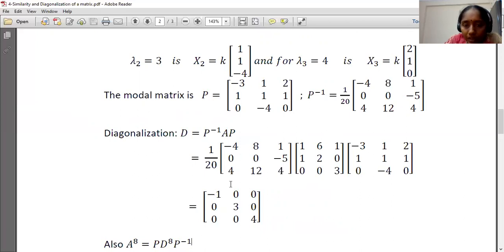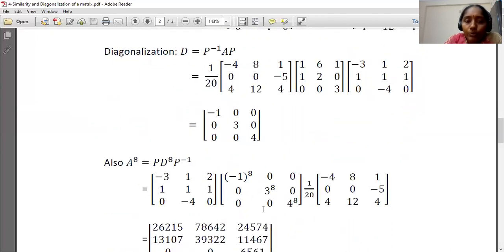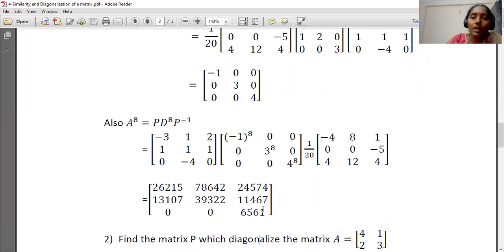Here observe this. After multiplying, you need to check whether the principal diagonal elements are the eigenvalues or not. If these are the eigenvalues, then your matrix is the right one. In this way you can verify whether your answer is right or wrong. For any matrix, the diagonal matrix D has the eigenvalues as its principal diagonal elements. Now we look into how to find A power n by using this model matrix.